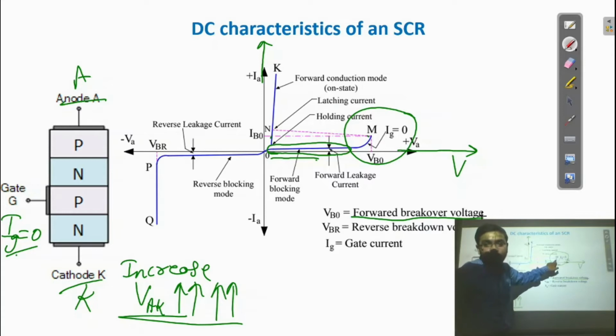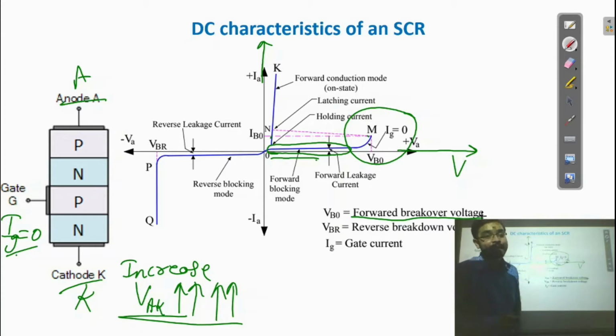What happens at that point is, at a particular voltage, the SCR will start to conduct. And as the SCR will be in the conduction stage, the current through the SCR will start to flow. And as the current starts to flow, the voltage will decrease. Now, this is what we have understood from the graph.